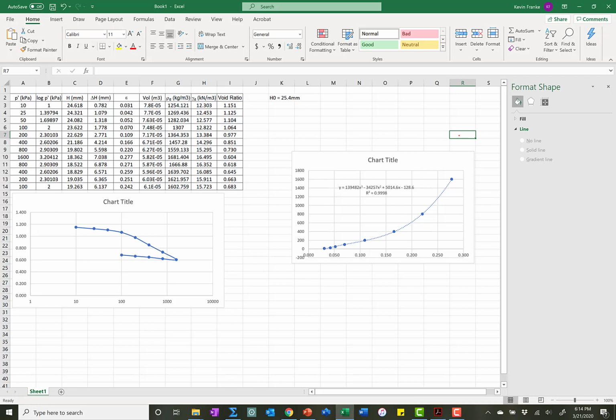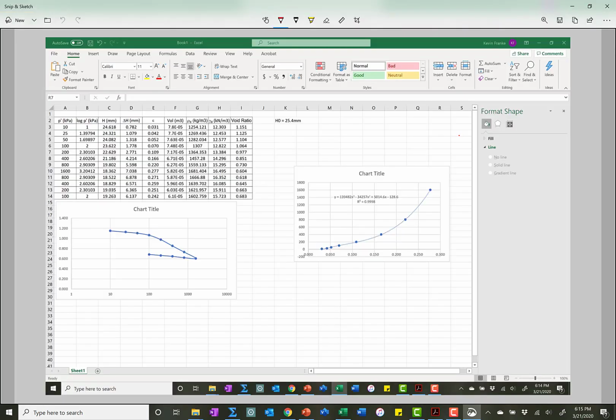Okay, so now there's my equation right there, where again, y is essentially P prime. So we're saying P prime equals 139,482 times strain cubed minus 34257 times strain squared plus, and you can see what I'm doing here, right? I'm running out of space.